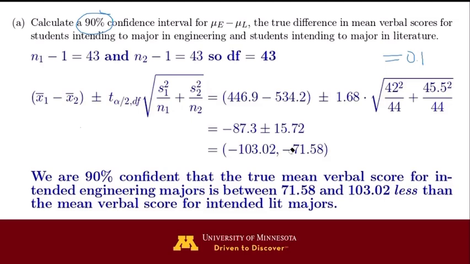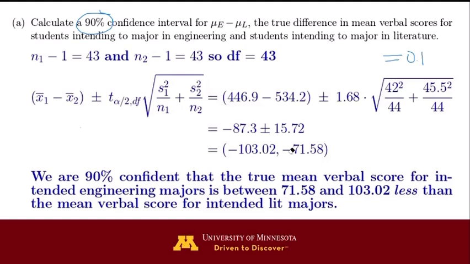Now the next is going to be the interpretation. Right now, we're going to say we are 90% confident that the true mean verbal score for intended engineering majors is between 71.58 and 103.02 less than. Why do we say less than? You can say we got negative, right? So less than the mean verbal score for intended literature majors.